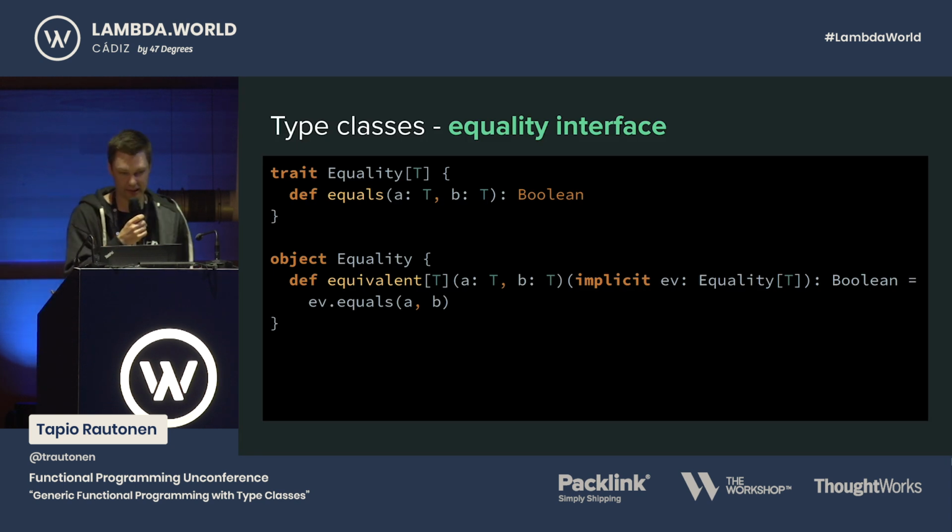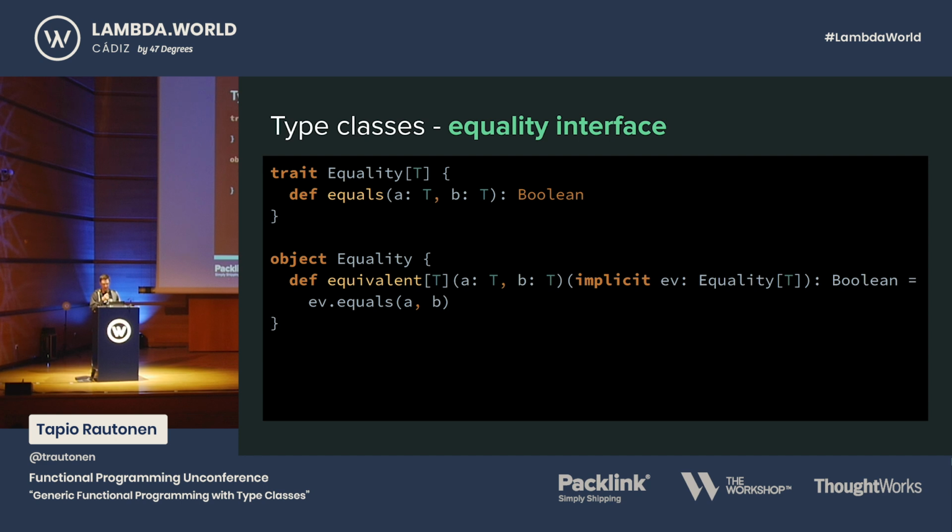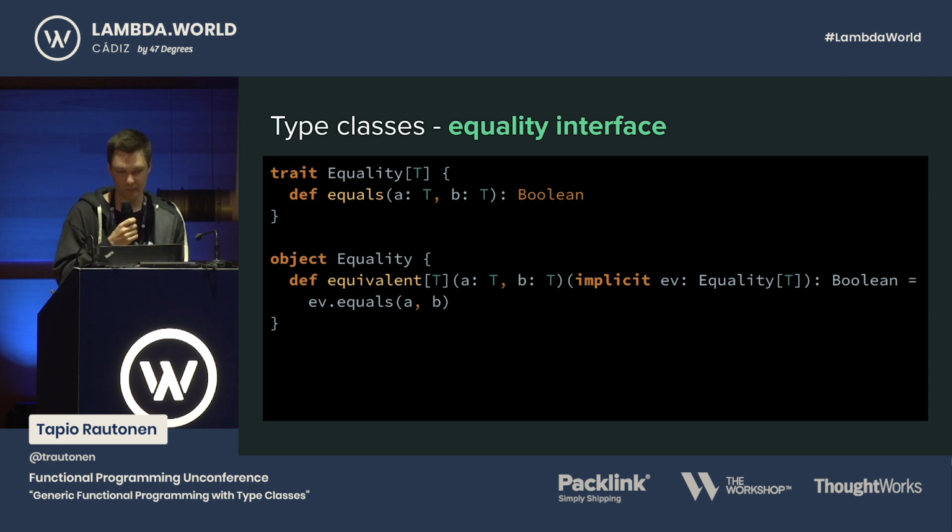So the simplest example of a type class is equality, where you can compare two different things of the same type. This is quite trivial, and here you have this Scala example of equality, where you compare A and B of type T.